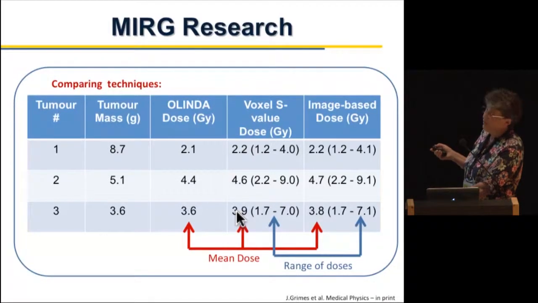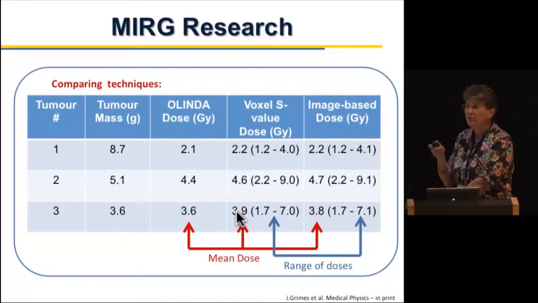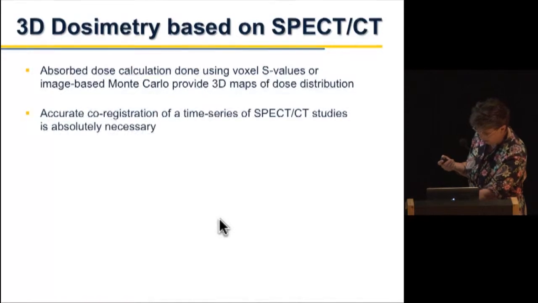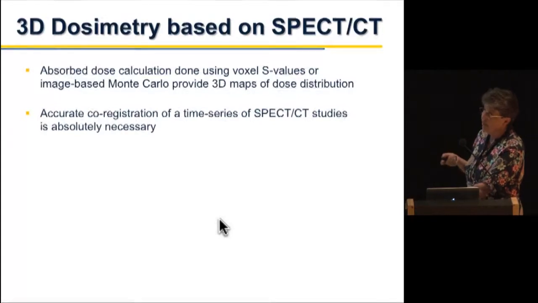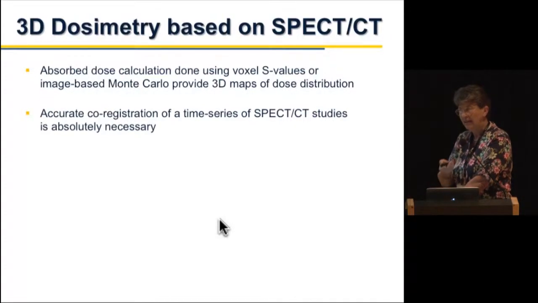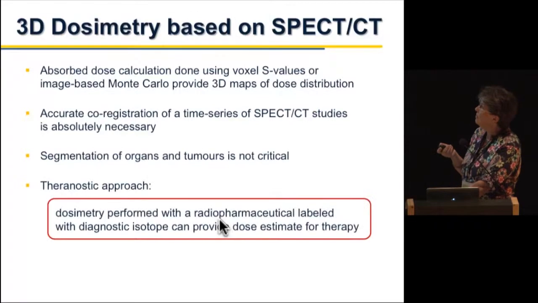However, if you want to know the range of doses, those ranges are dramatically different. Well, there is a wide spread of ranges. Even within a single tumor, the range of the dose can be very different. So absorbed dose calculation should be done using 3D, and Monte Carlo plays a very important role. I'm almost finished, just one more slide. Accurate co-registration is necessary for this 3D dosimetry because we need to know how the activity in a given region changes over time. So we acquire a series of images which we need to co-register. We don't need to segment those regions.